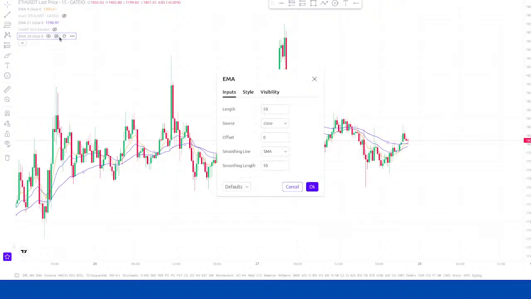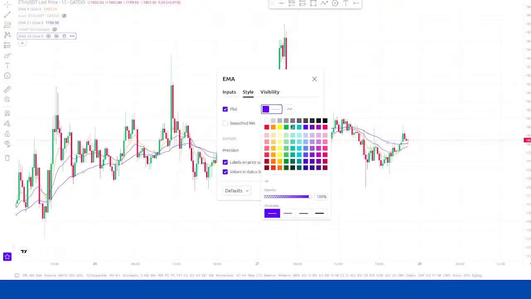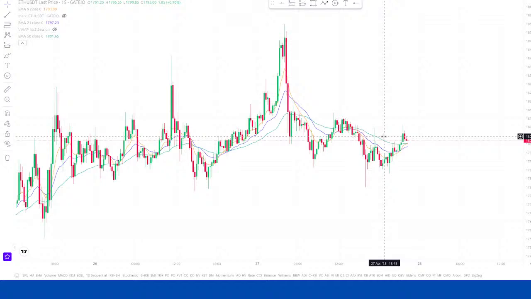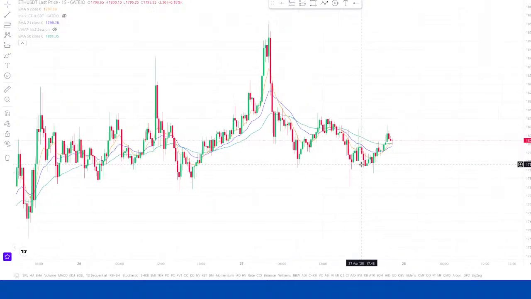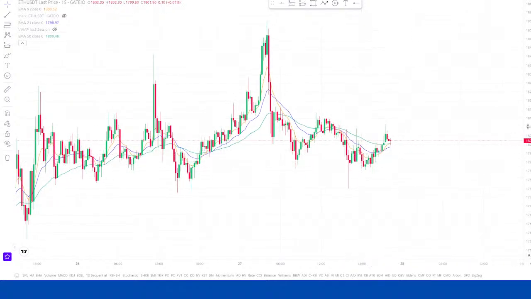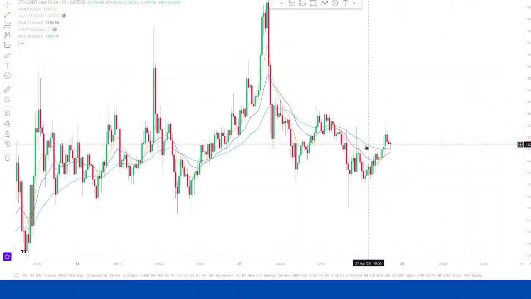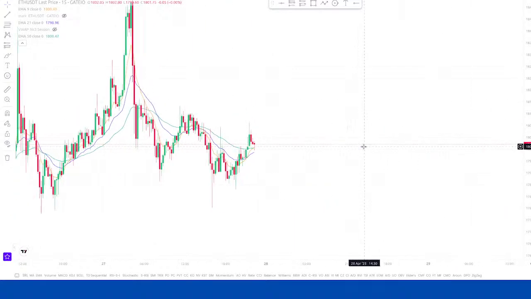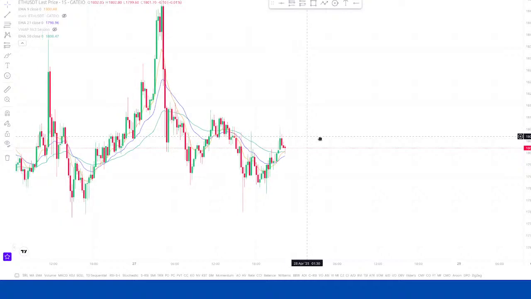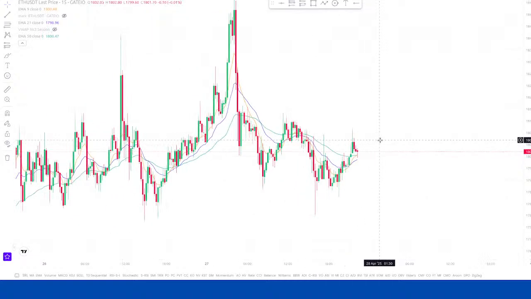You can change the color for this one. Go to settings, then style, and choose the color. Maybe you want this to be green, so that MA50 is green. MA50 helps you to confirm short entries, and this is how you now trade this. You have three exponential moving averages.